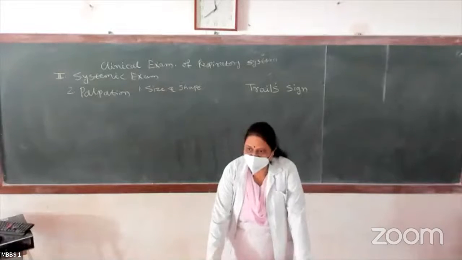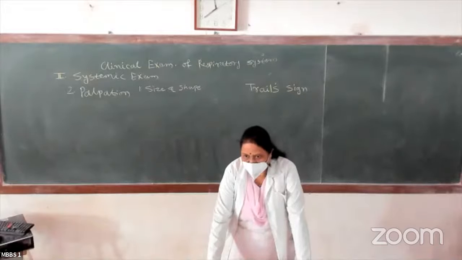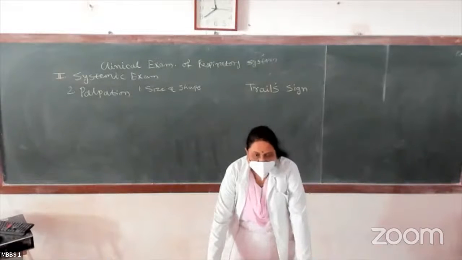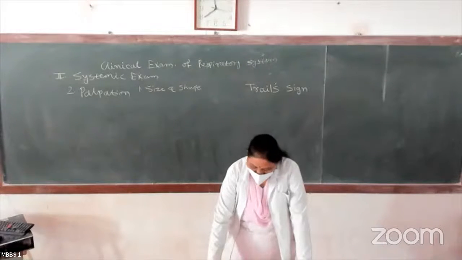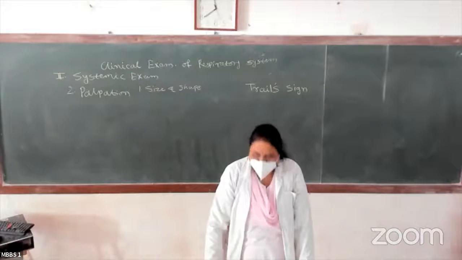Position of the apex beat. You know how to palpate the apex beat? Cardiovascular system: palpate the apex beat, measure the distance from the midclavicular line and write your finding there. Position of the apex beat: left fifth intercostal space, 1.2 centimeter medial to the midclavicular line.